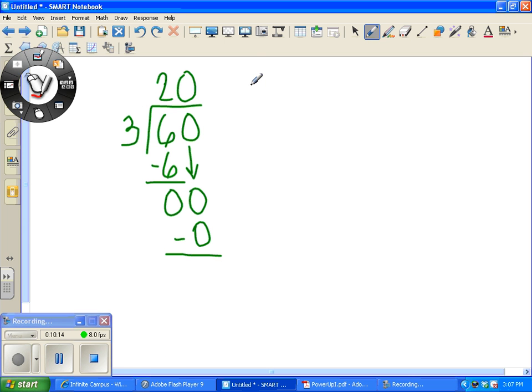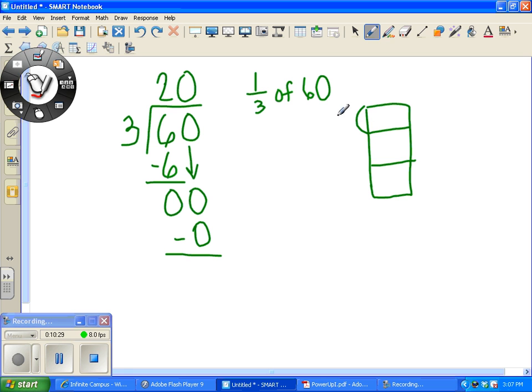So the question was, what is 1/3 of 60? So again, I'm going to draw a rectangle with how many parts all together? 3. And one of these is 1/3. And we said that that is 20. Each of these pieces really has 20. And so here's 2/3. What would 2/3 of 60 be?